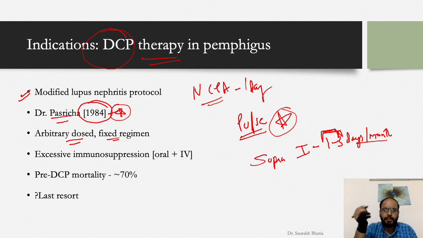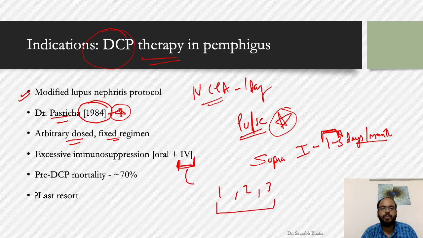But the standard protocol we'll be discussing in subsequent slides. And IV, the DCP pulses. What we mean by DCP pulses is only IV pulses over the course of 3 days, in which day 1, 2 and 3 is Dexa, and the middle day, the second day, cyclophosphamide, we combine it with Dexa. So this is DCP. So it's Dexa on day 1, Dexa cyclophosphamide on day 2, and Dexa again only on day 3. Okay.